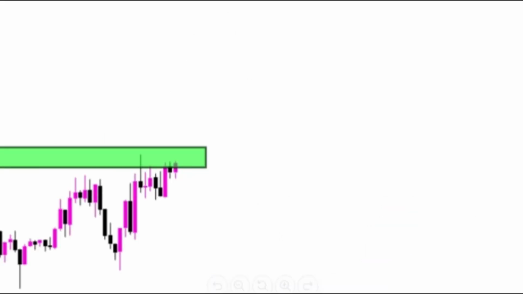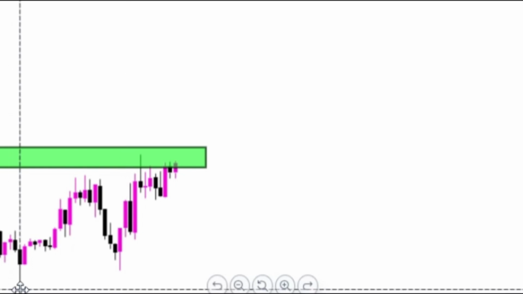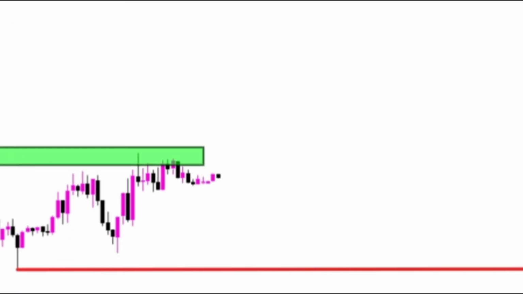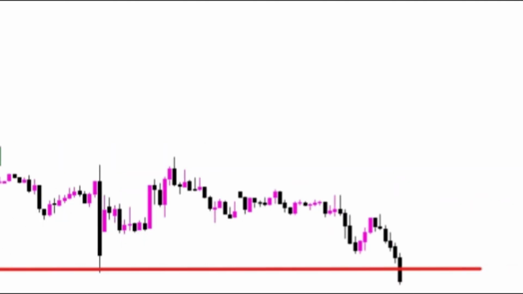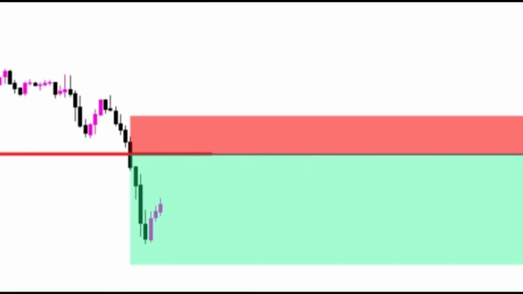So, we can confirm this as a real breakout when the market goes below this level. And once it closes below this point, then we could initiate our short trade into the market. And the market went below, and thus, we would go short into the market from this point. Identifying these real breakouts on the chart would help you in maximizing your profits in the market.